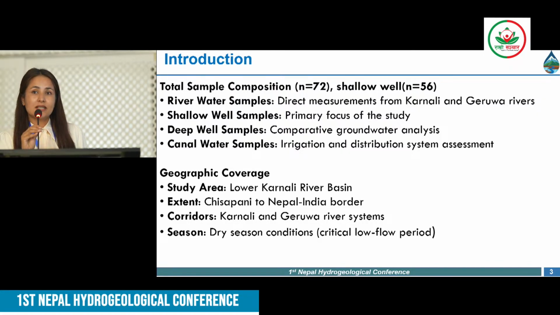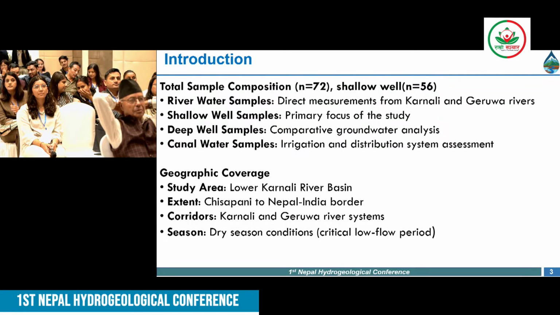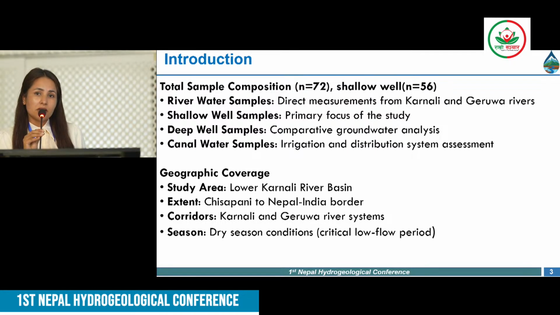Similarly, canal water samples were also collected for the comparative analysis of river water, canal water, groundwater, and deep tube well water. So the geographic coverage of the study area, as I have already mentioned, is the lower Karnali river basin, which extends from Chisapani station towards the Nepal-India border, following the Karnali-Gerua river corridor. The study was conducted focusing on the pre-monsoon season, the peak dry period.